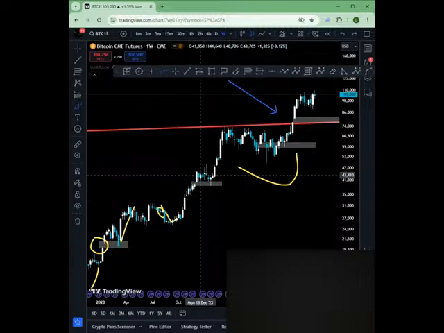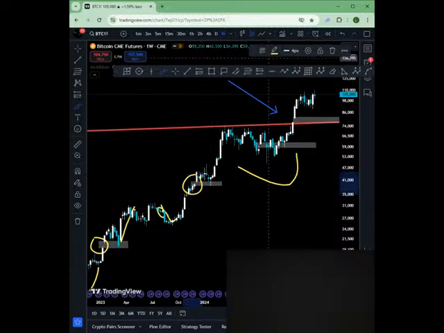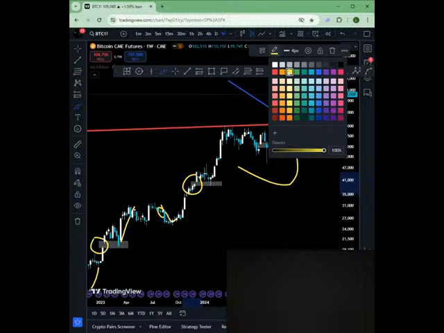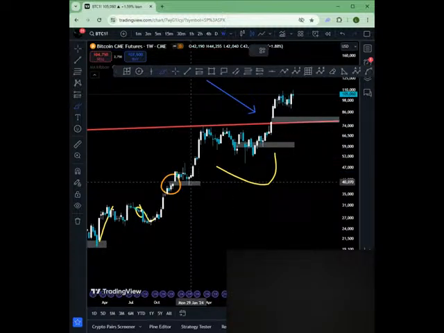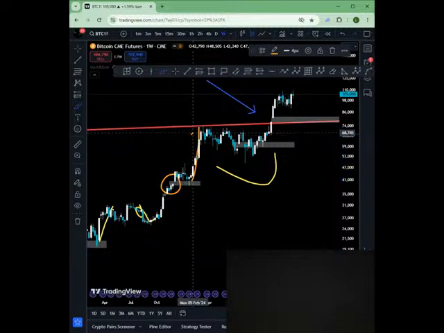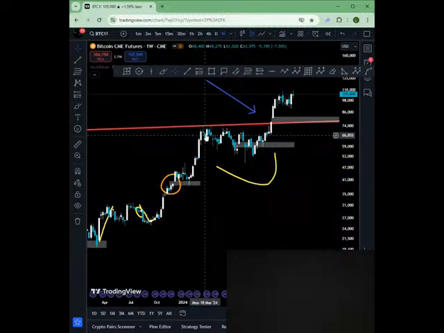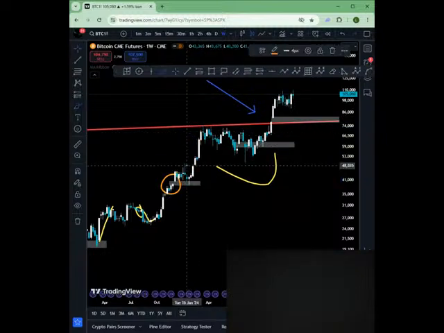You see the gap that was created by the buyers. And what happened after the gap was filled? It rallied more than the previous one.